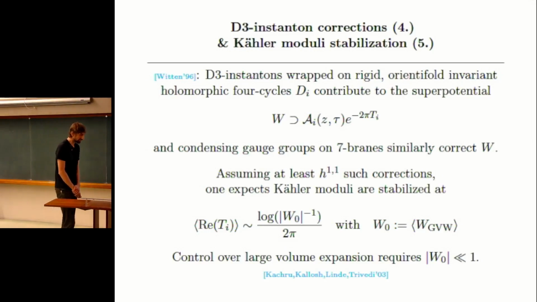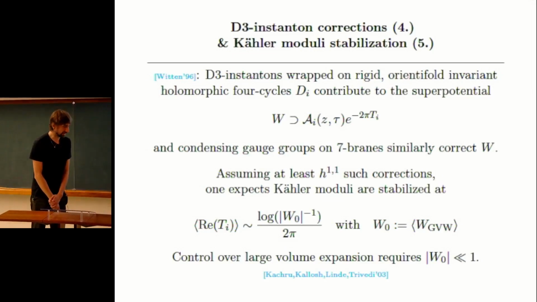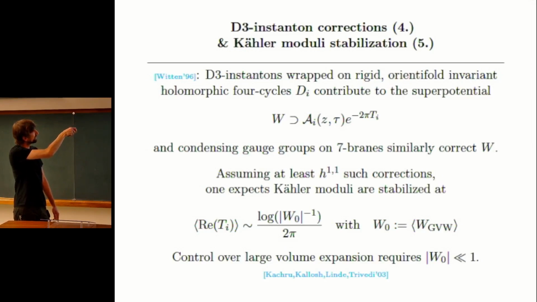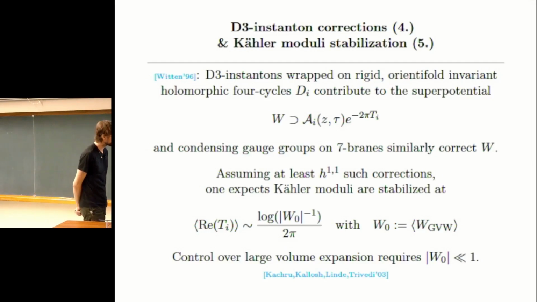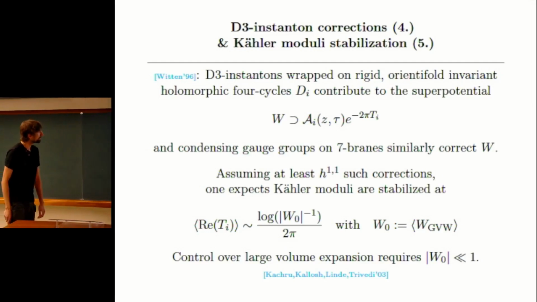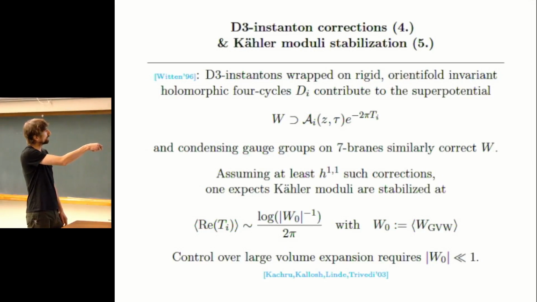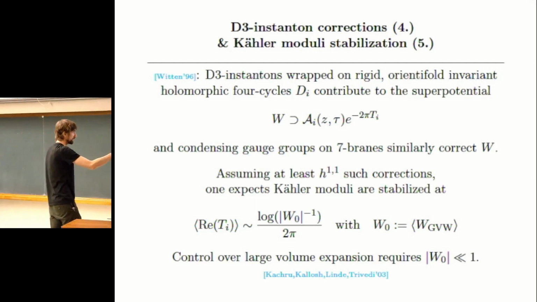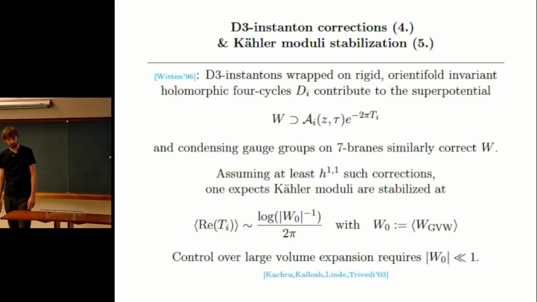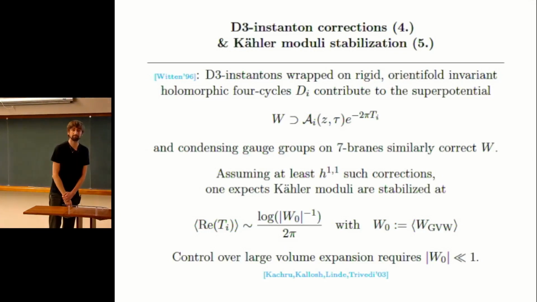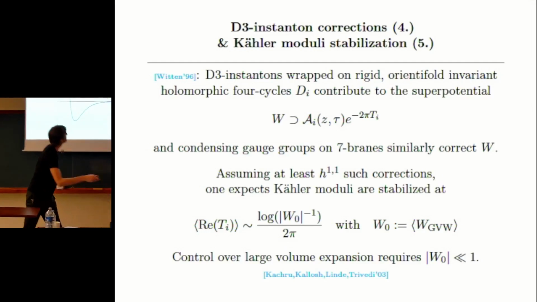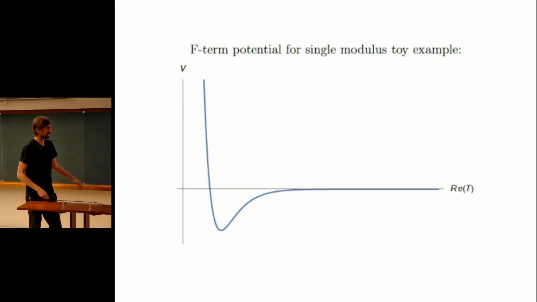Without any quantum corrections, one cannot. The no-scale structure tells you that there are no F-term vacua of the Kähler moduli at finite distance. However, Witten showed, in 1996, that D3 instantons wrapped on rigid orientifold-invariant holomorphic four-cycles will contribute to the superpotential an exponential term in the Kähler moduli. And similarly, condensing gauge groups on D7 branes will also correct the superpotential with a slightly different coefficient in the exponent. And assuming that there are at least h^{1,1} such corrections, one expects that Kähler moduli are stabilized at VEVs that are logarithmically large when W0, the flux superpotential VEV, is small. So control over the alpha prime expansion then requires that the flux superpotential is in this sense exponentially small.